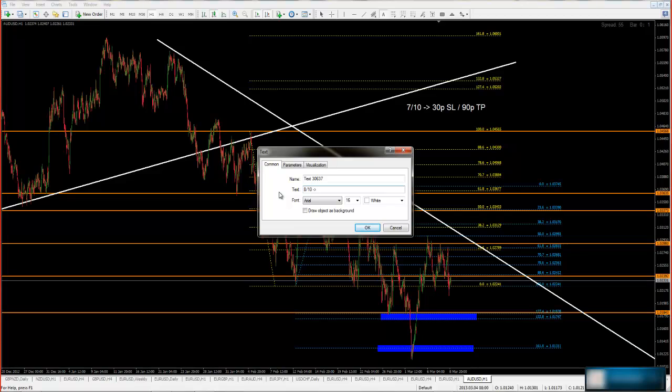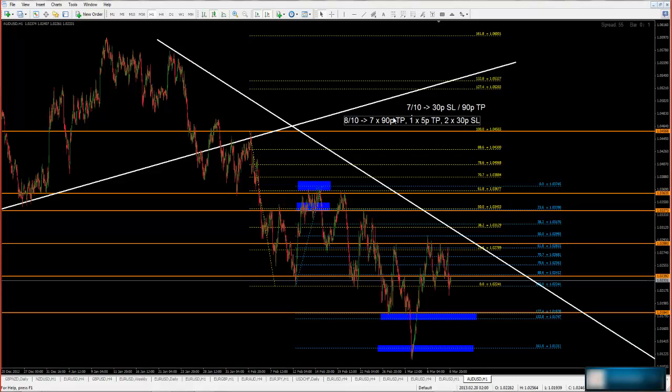you will have 7 positions, multiplied by 90 pips as take profit, and you will have 1 position, multiplied by only 5 pips in profit, and of course you will have the other 2, multiplied by 30 pips as your stop loss. This is by managing the positions.